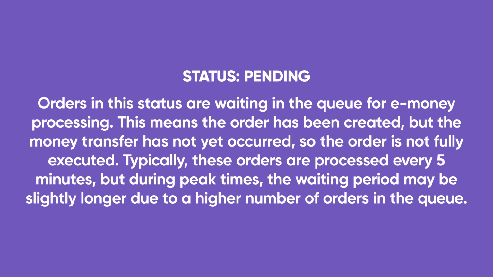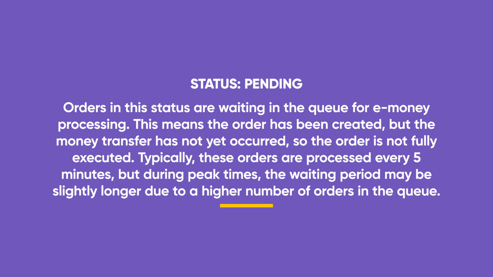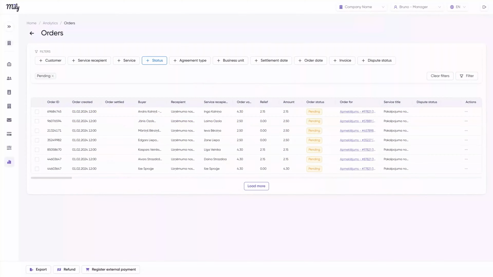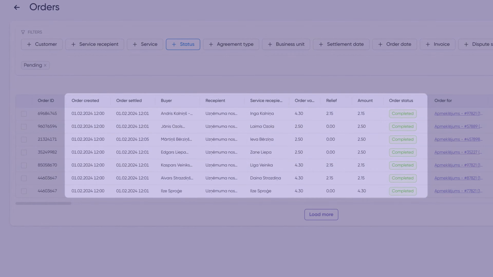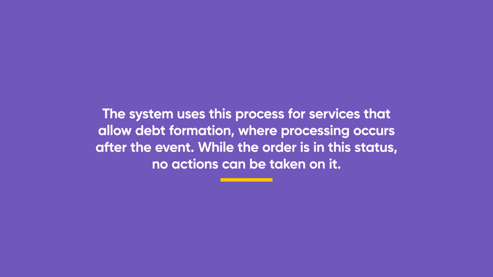Status pending. Orders in this status are waiting in the queue for e-money processing. This means the order has been created, but the money transfer has not yet occurred, so the order is not fully executed. Typically, these orders are processed every 5 minutes. But during peak times, the waiting period may be slightly longer due to a higher number of orders in the queue. The system uses this process for services that allow debt formation, where processing occurs after the event. While the order is in this status, no actions can be taken on it.